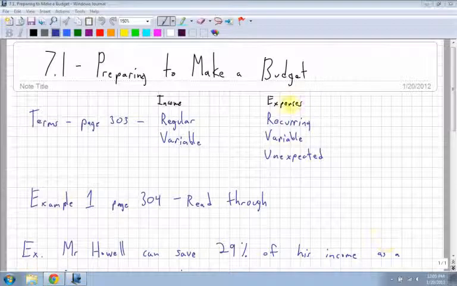Same thing with expenses. You have recurring expenses, which happen all the time, like your rent. Variable expenses are things like food, which you have to pay all the time, but they change. And then unexpected expenses, like if you wanted to buy yourself an iPod or a new iPad or something like that.